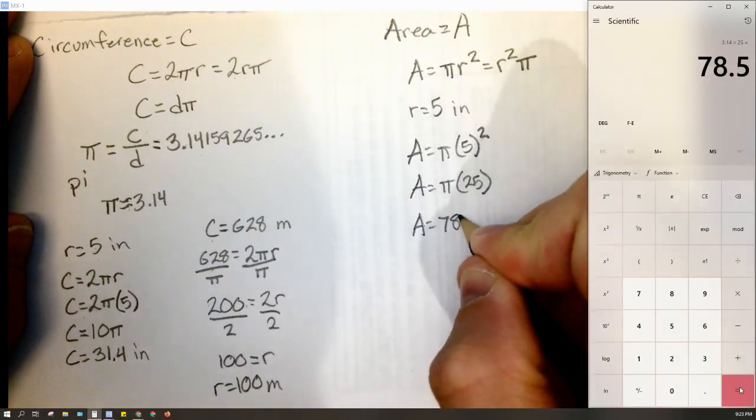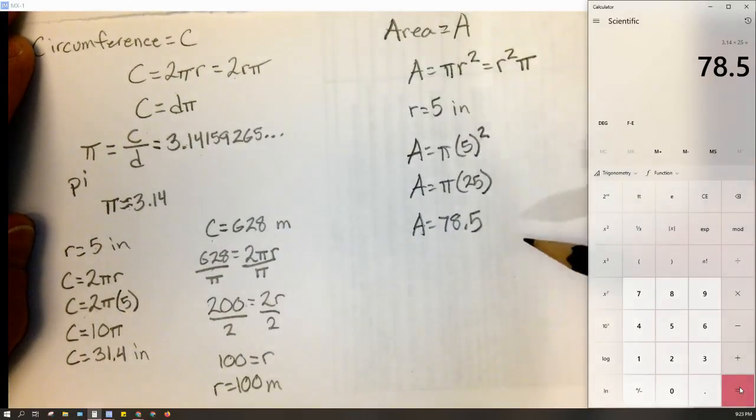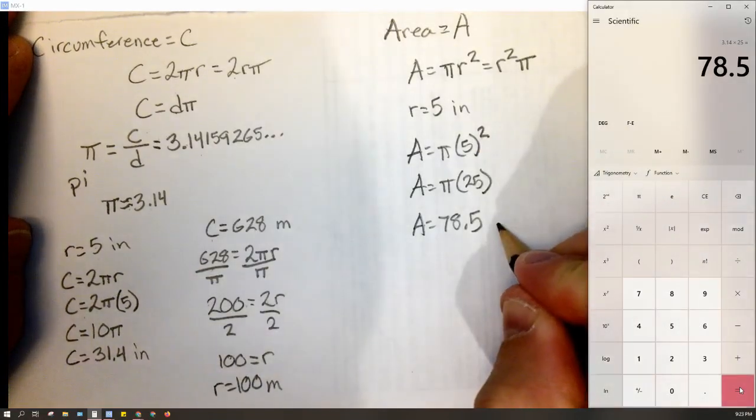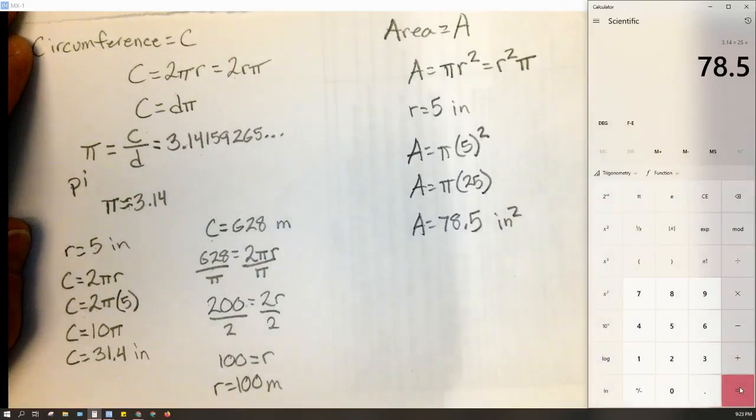So 78.5. Now, something very important to pay attention to here. What are the units of measurement? It's area. And when you calculate area, you calculate it in square inches, not regular inches. So the answer here would be 78.5 square inches. Square inches. Okay?